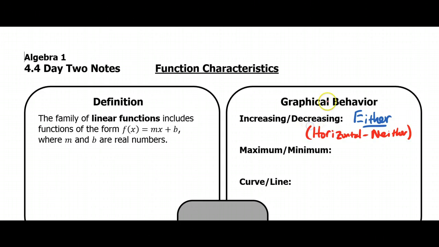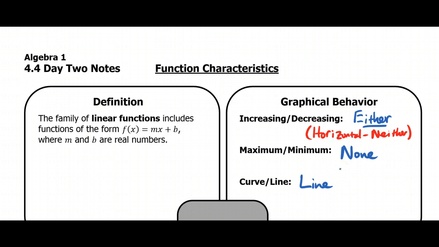In terms of maximums and minimums, lines will never have a maximum or a minimum, because they keep going on forever and ever. So there's no high or low point on a line because they keep going. And of course, if we're deciding between a curve and a line, it would be a line.